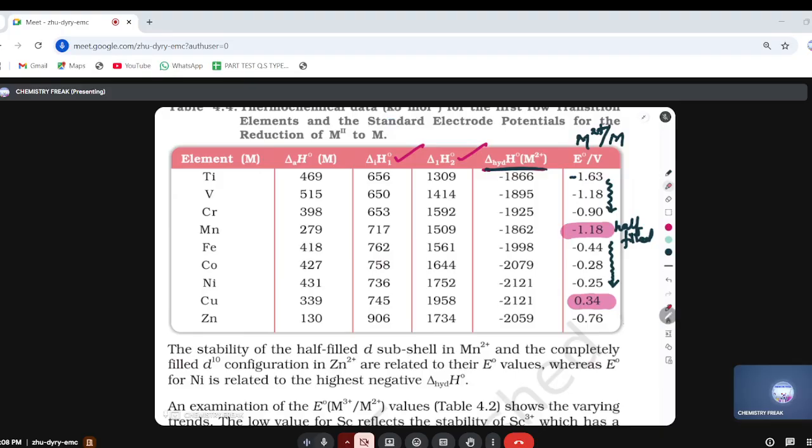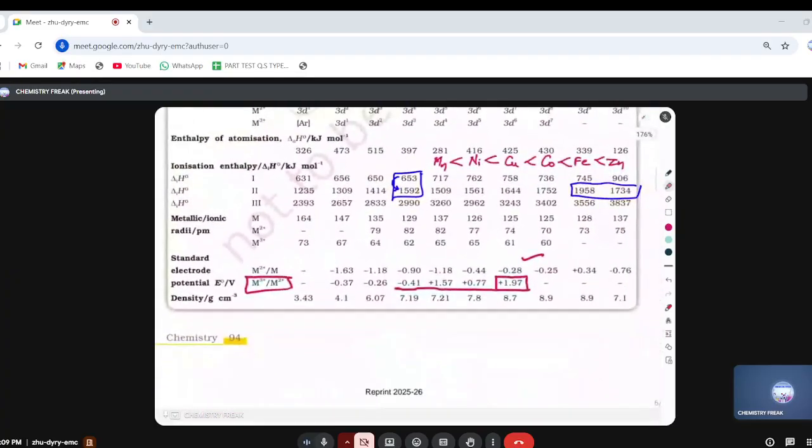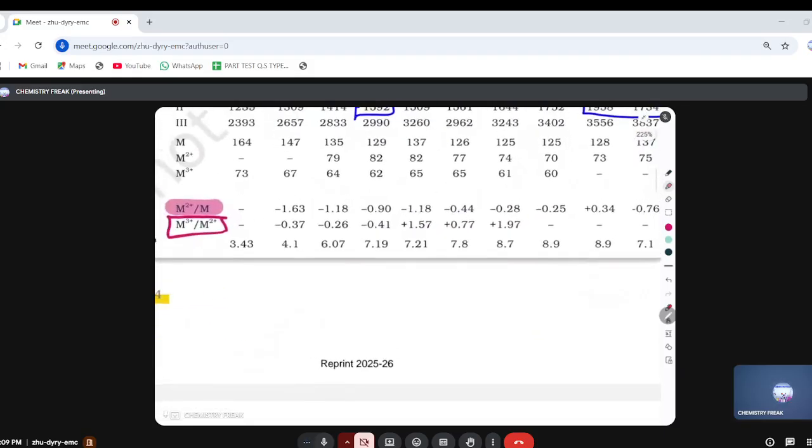Finally, for zinc we know it is minus 0.76, and there is no problem for zinc. And I want to show you one thing: these values are already given in this tabular column also. Another point I want to highlight here: this is M2+ to M reduction potential. And the next one is M3+ to M2+. For scandium the value is not measured and it is not given.